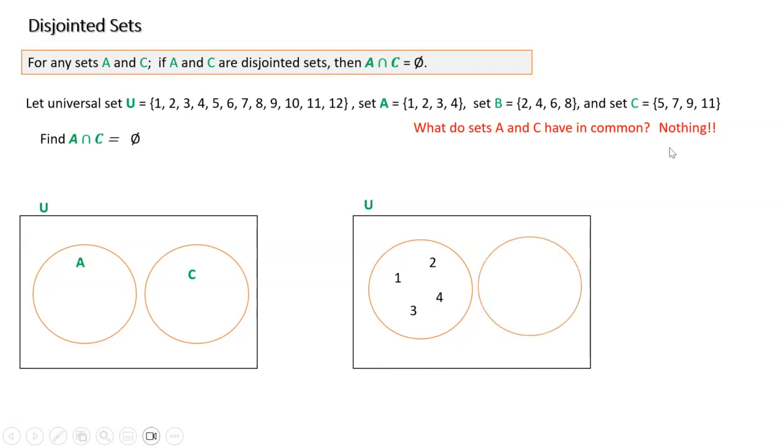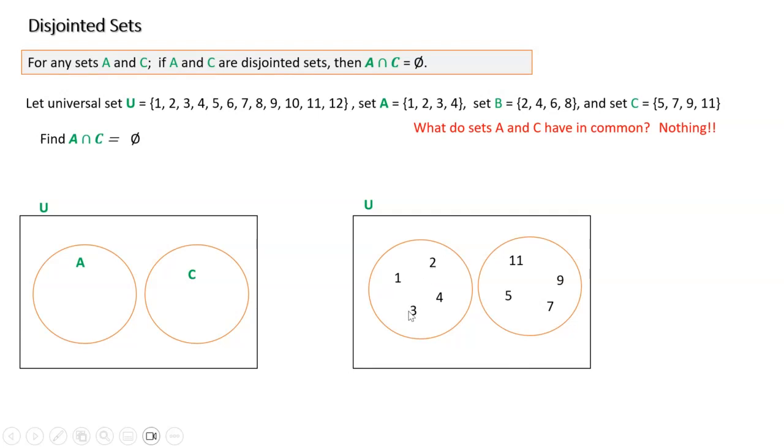And C is 5, 7, 9, 11. Right, but we're not done yet, right? Because now we have to put the elements, because this is my universal set. So the elements that are not in A and C have to go outside the sets, but within the rectangle, right? Because that's a union.